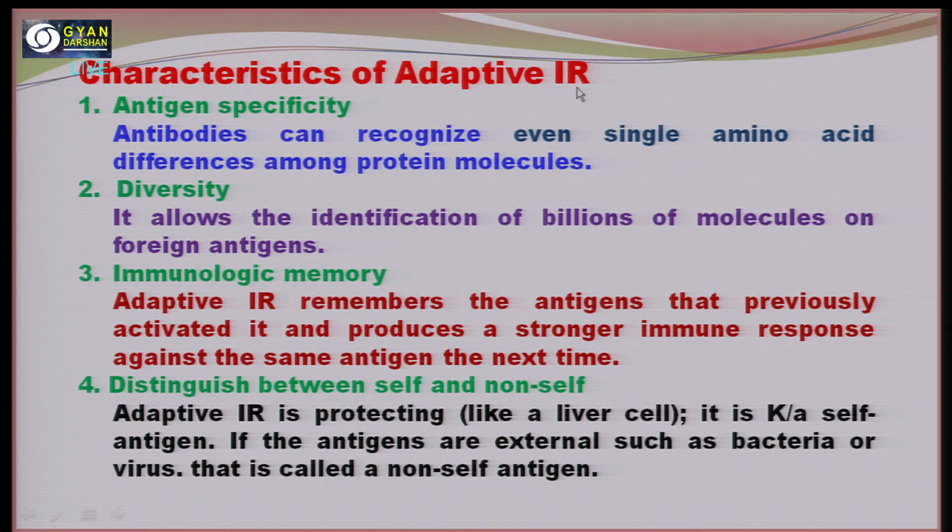And the fourth is distinguishing between self and non-self. Your adaptive immunity is able to distinguish which one is a self cell and which one is a foreign cell. The adaptive immune response protects cells like liver cells, which are known as self antigens. If the antigens are external or foreign, such as bacteria or viruses, they are called non-self antigens. So there are four characteristics of adaptive immunity.